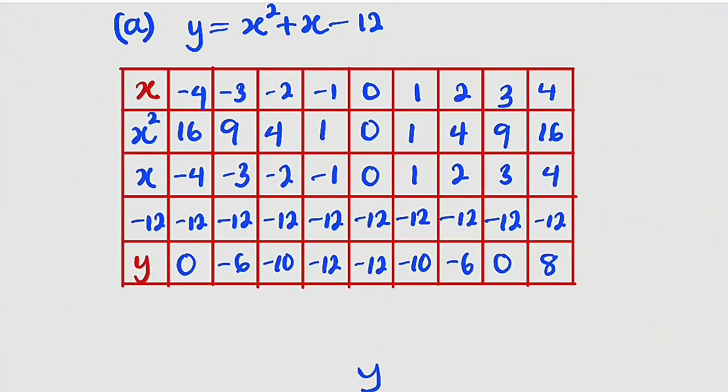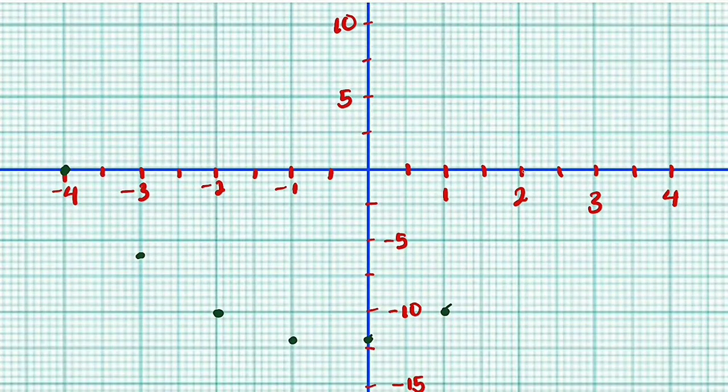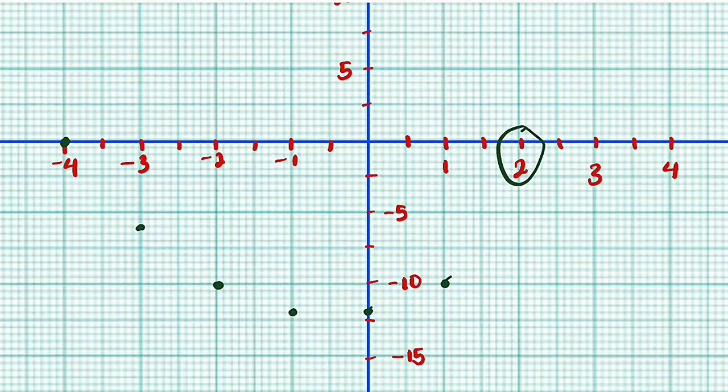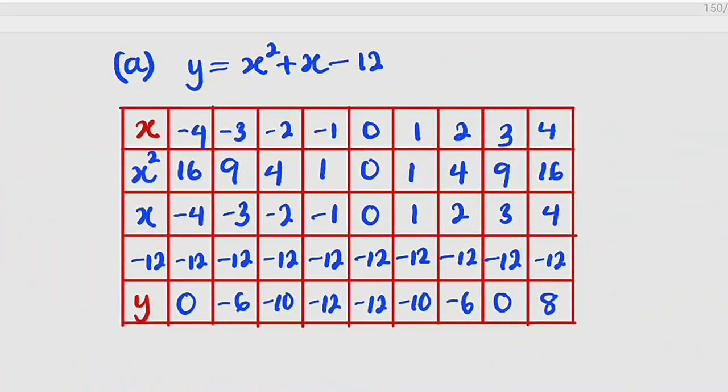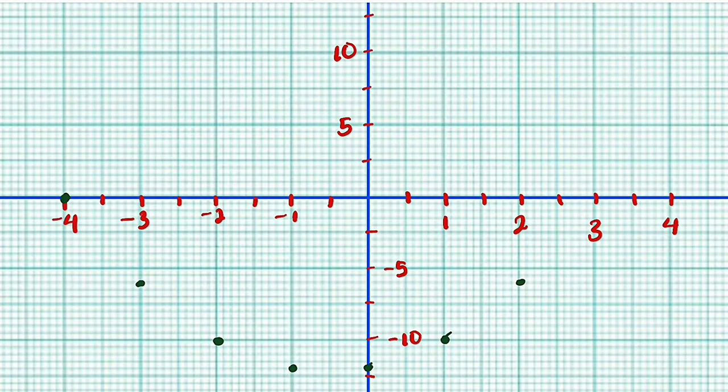When x is 2, y is negative 6. This is 2, y is negative 6. This is negative 5, so we need 2 small lines extra somewhere here. When x is 3, y is 0. This is where x is 3, y is 0. That is on top of the line somewhere here.